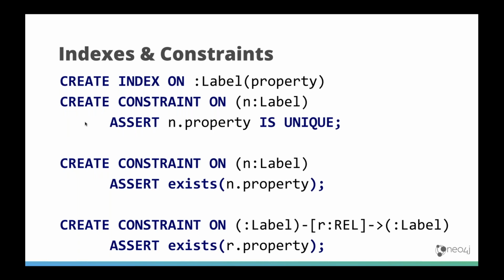And last but not least, indexes and constraints. So you can create indexes on properties of labels that are used for quicker lookup, or constraints, for instance, for uniqueness or for existence of properties on nodes and relationships.